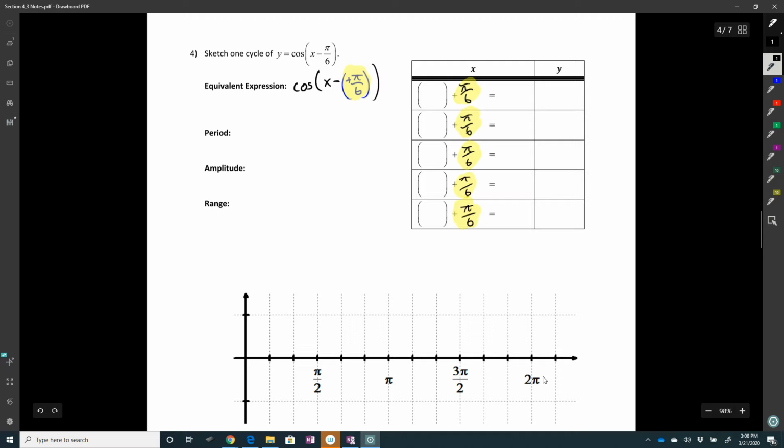Okay. Now this is a cosine. And so I know cosine looks like that. So it starts off at 1, and it goes to 0, then -1, then 0, then +1.